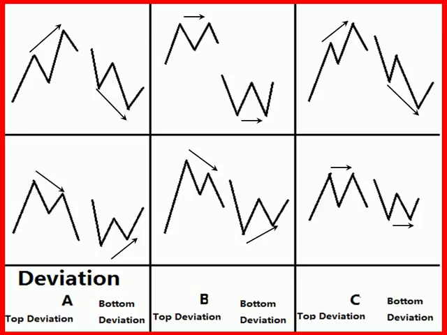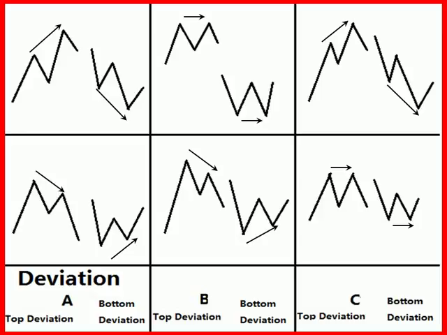For the B-level deviation, what is it? If you see the price is not higher, and not lower, but the same high point, while the deviation expert's high point is lower, this is also the top deviation. What's the difference with the A level? Just that the price is the same or higher. The second one, the low point is the same, and the deviation expert's low point is higher. This is the bottom deviation, okay?